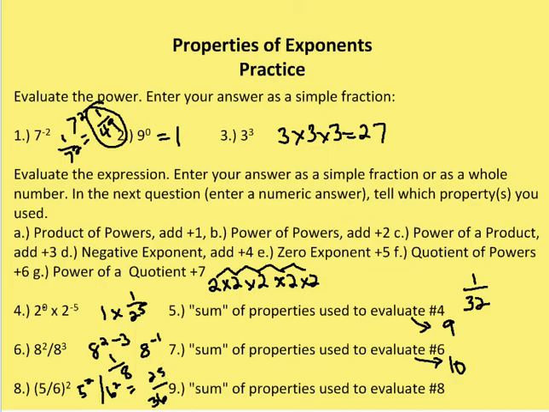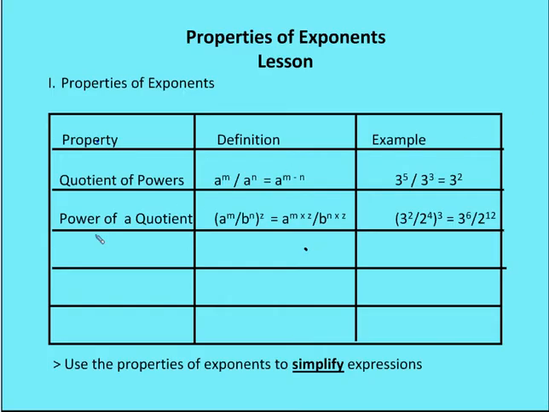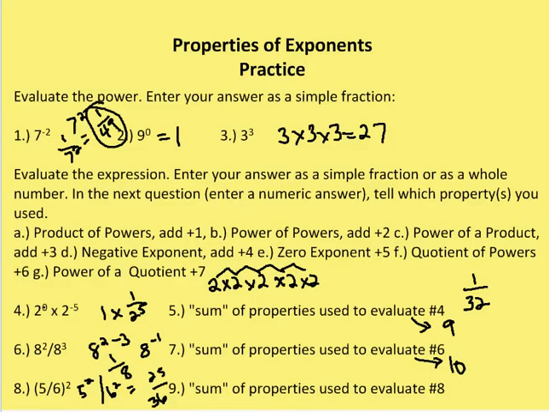And that's my answer. So again, I'm using the power of a quotient. And so I go back to my guide rule here, power of a quotient. And that's plus 7. So my answer here for number 9 is going to be plus 7.